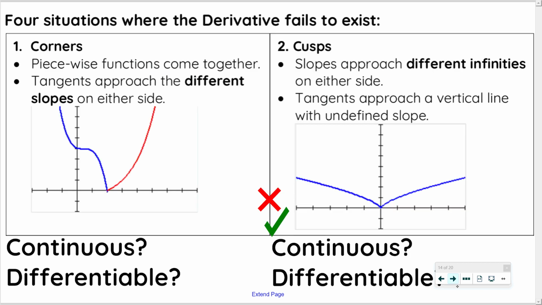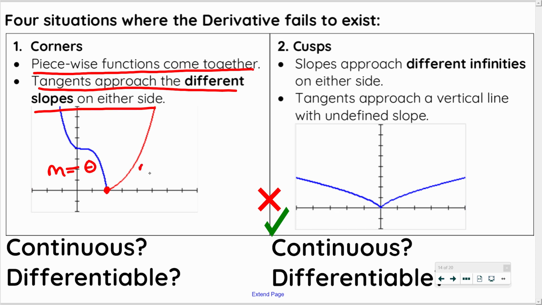Okay, so let's look at 4 situations where the derivative fails to exist. The first place is called a corner. So right here is a corner. A corner is where piecewise functions come together. The reason that the derivative fails to exist is because the tangents, remember that's what derivatives are, the slope of a tangent, approach different slopes on either side. I can see without even knowing the number that all of the slopes on this side are negative, whereas all the slopes on this side are positive. So that's the first place.